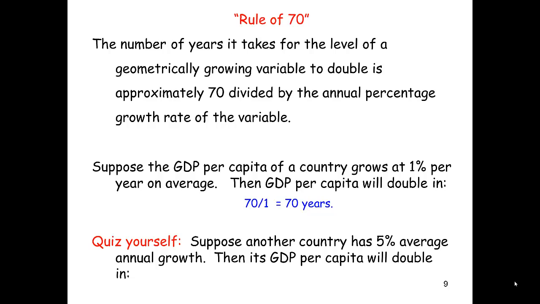So quiz yourself. Suppose another country has 5% average annual growth. Then its GDP per capita will double in how many years? 14 years, because we take 70 divided by that growth rate, which is 5 in this case, and we get 14.